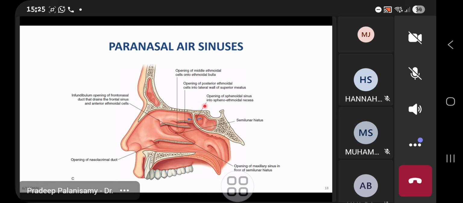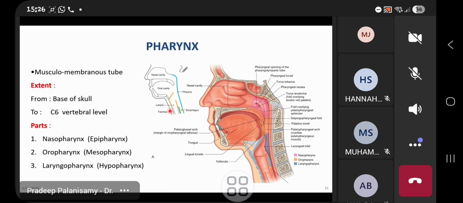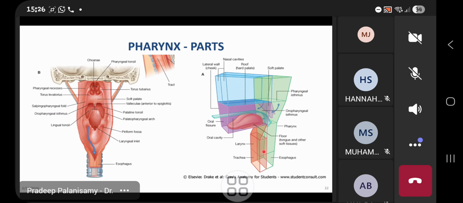Now again, this is the same slide showing the lateral wall of the nasal cavity. This particular slide where the paranasal air sinuses are opening is important. Then when we move on to pharynx, just know the parts, from where to where: base of skull to C6 level, which can be divided into three parts. Behind nose, nasopharynx. Behind oral cavity, oropharynx. Behind larynx, laryngopharynx. The lower end of pharynx will continue as esophagus.